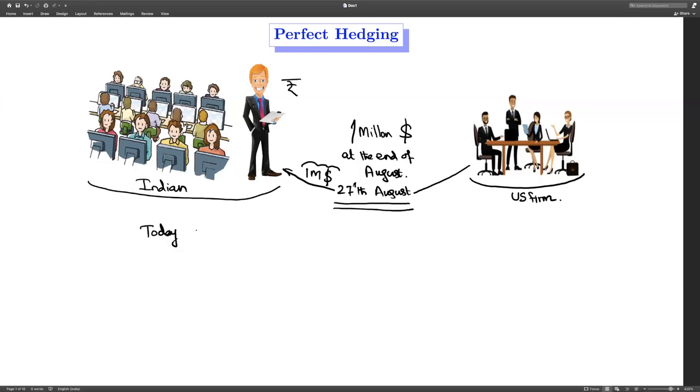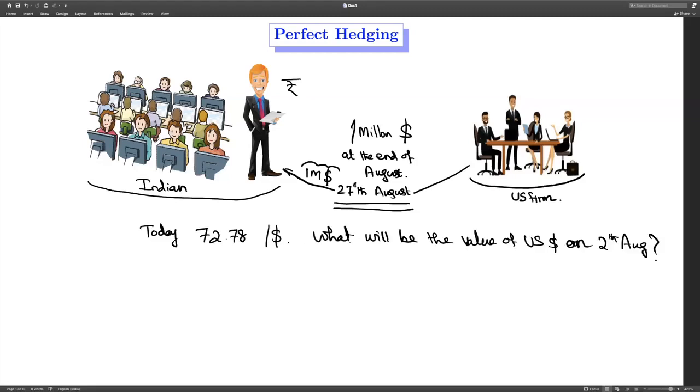rupees. Say today, the rupee-dollar conversion is 72 rupees 78 paise per dollar. Now, the question is, what will be the value of US dollar on 27th of August? I think we have discussed this example already. The main problem with this company is to plan the execution of this project. For that, they need to have a clear-cut idea of how much rupees they will get as revenue from this software development, and hence they want to know precisely what revenue they will get in terms of rupees. So what they can do is go for a hedge with either forwards or futures.